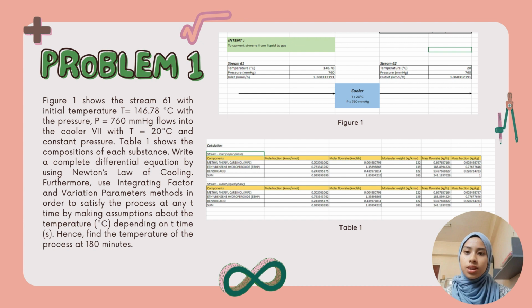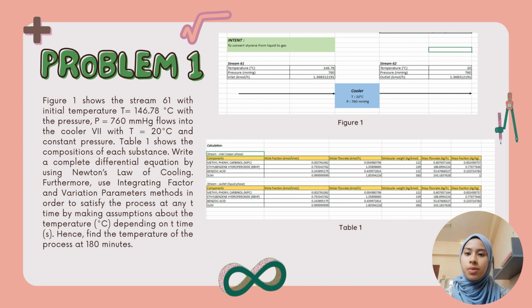Figure 1 shows stream 61 with initial temperature 146.78 degrees Celsius and pressure 760 mmHg flows into cooler 7 at 20 degrees Celsius and constant pressure. Table 1 shows the data of the compositions of each substance. For your information, the cooling process is a non-reactive process, so there is no change in mole and mass.